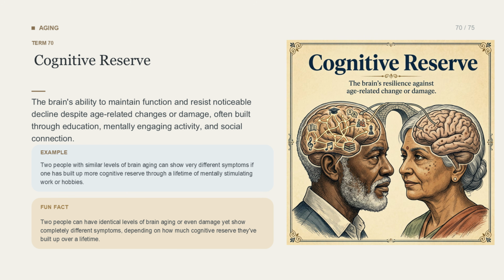70. Cognitive reserve. Cognitive reserve is the brain's ability to maintain function and resist noticeable decline despite age-related changes or damage, often built through education, mentally engaging activity, and social connection. In real life, two people with similar levels of brain aging can show very different symptoms if one has built up more cognitive reserve through a lifetime of mentally stimulating work or hobbies.